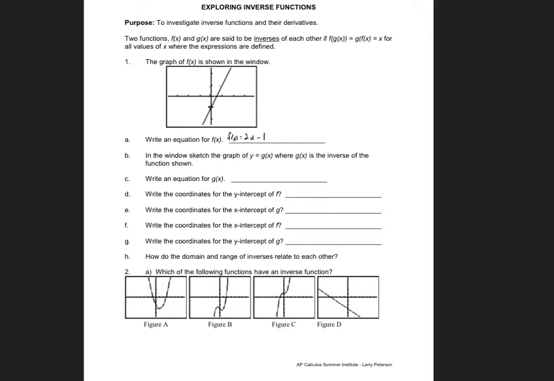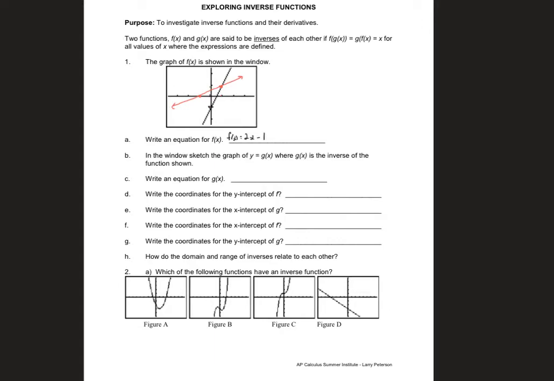In the window, can we sketch the graph of y equals g of x, where g is the inverse? I'm going to make this red, so I'm just going to switch some points around. We know we have the point 0, negative 1 on the graph of f, so negative 1, 0 would be a point on the inverse. We also know we have the point 1, 1, and that will be a shared point, since when we switch the x and y, it will still be the same point. So that's going to be our graph.